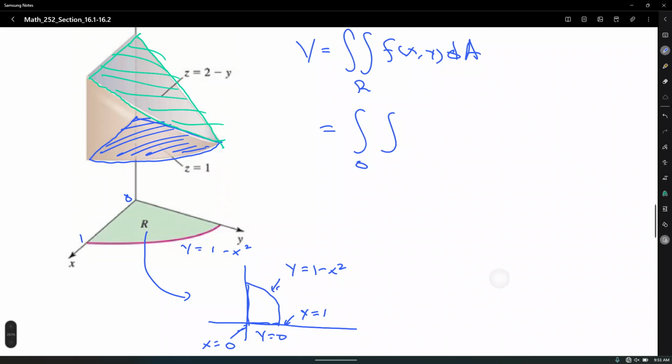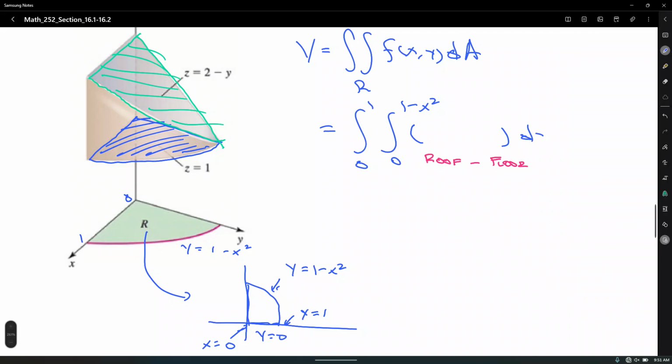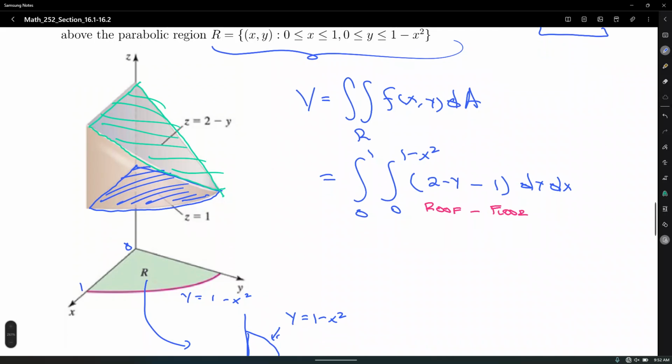So 0 to 1, 0 to 1 minus x squared, and in this case we need an integrand for roof minus floor. Let me go dy dx, where the roof is given by the equation of the plane, 2 minus y, minus the floor, which is 1. All right? So let's simplify this integrand.